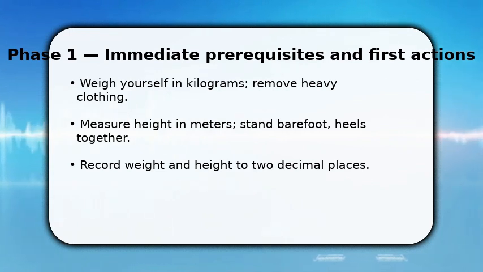If you only have pounds and inches, convert them now. Divide pounds by 2.205 to get kg, divide inches by 39.37 to get meters. Now you have the essential numbers to compute BMI.